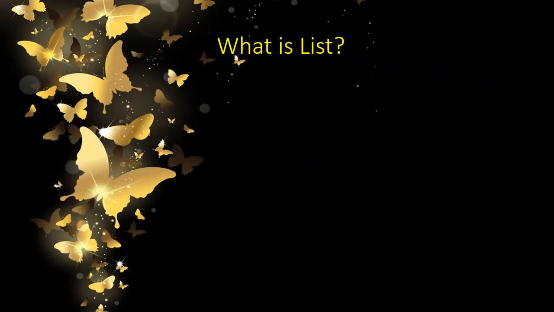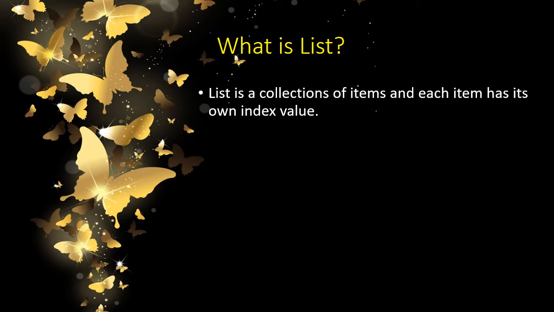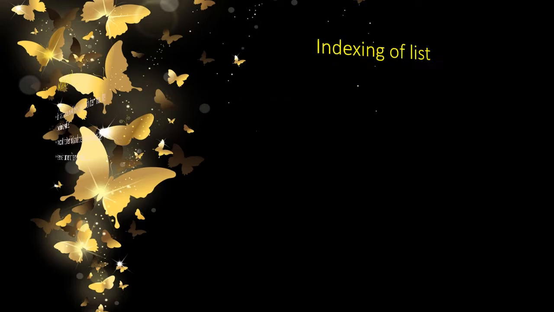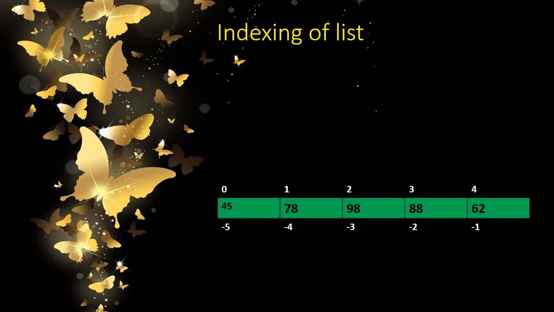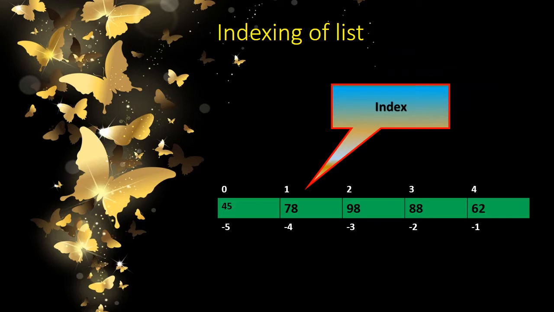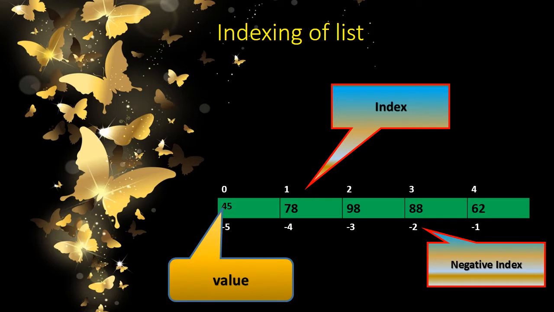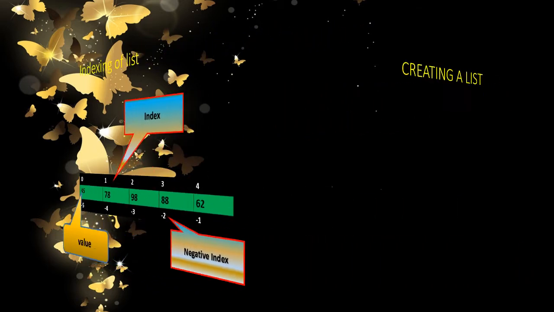We are going to see list. A list is nothing but a collection of items, and each item has its own index value, and the items can be of different data types. The index starts from 0, and the last item is n minus 1, where n is the number of elements in the list. Consider the list 45, 78, 98, 88, 62 as the items of the list, and 0, 1, 2, 3, 4 are the index, that is forward indexing, starting from 0. Minus 1, minus 2, minus 3, minus 4, minus 5 is the negative index, that is backward indexing in a list, and 45, 78, 98, 88, 62 are the values of the list.